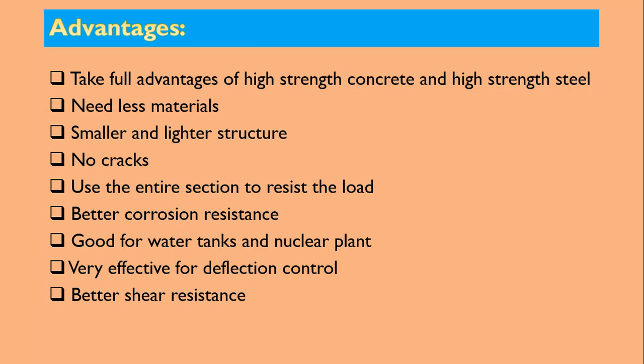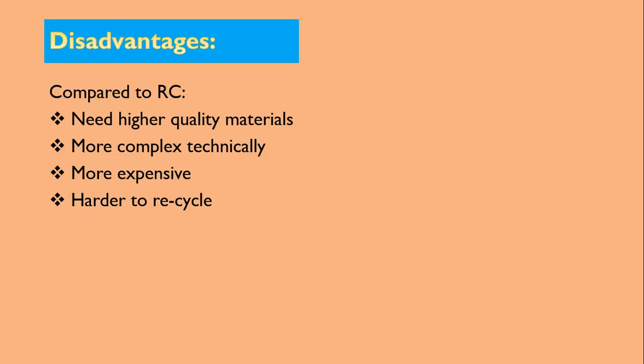Now coming to advantages of this prestressed concrete. Take full advantage of high strength concrete and high strength steel. Need less materials. Smaller and lighter structures are possible. No cracks will be there. Use the entire section to resist the load. Better corrosion resistance. Good for water tanks and nuclear plants. Very effective for deflection control. Better shear resistance. So these are the advantages compared to conventional concrete.